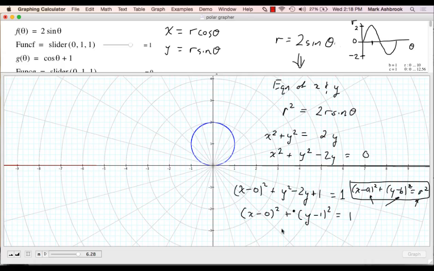Do I have a circle? Center is (0, 1), radius... Does that agree with the circle that we have? Center at (0, 1). This is 2, right? So radius is 1. It does. So indeed, that thing that we sketched is a circle, and we just proved it mathematically.